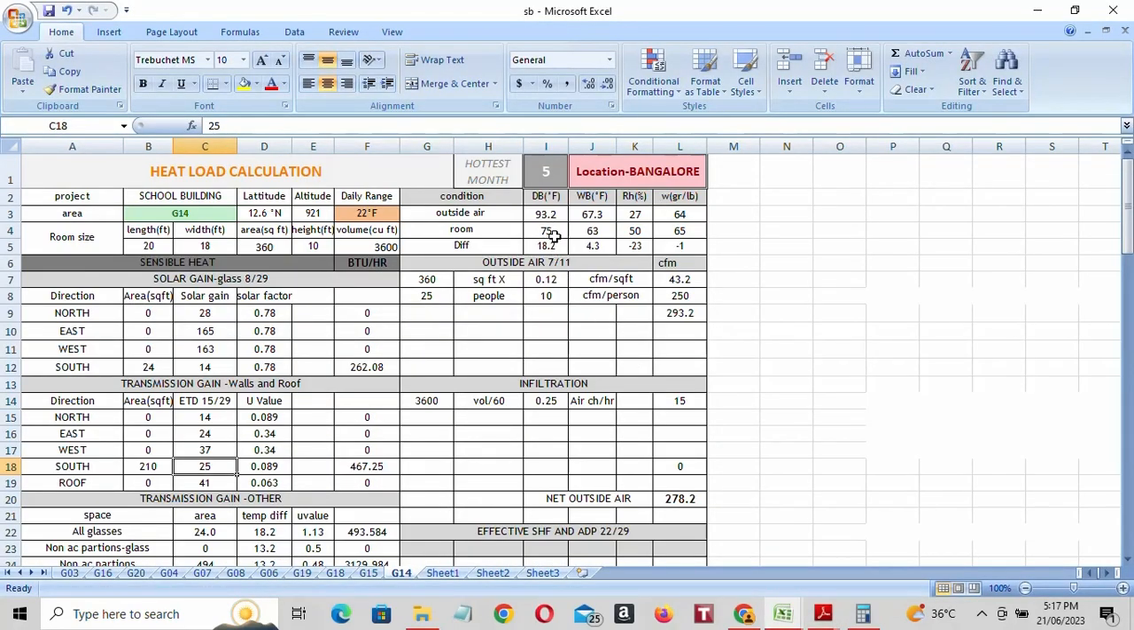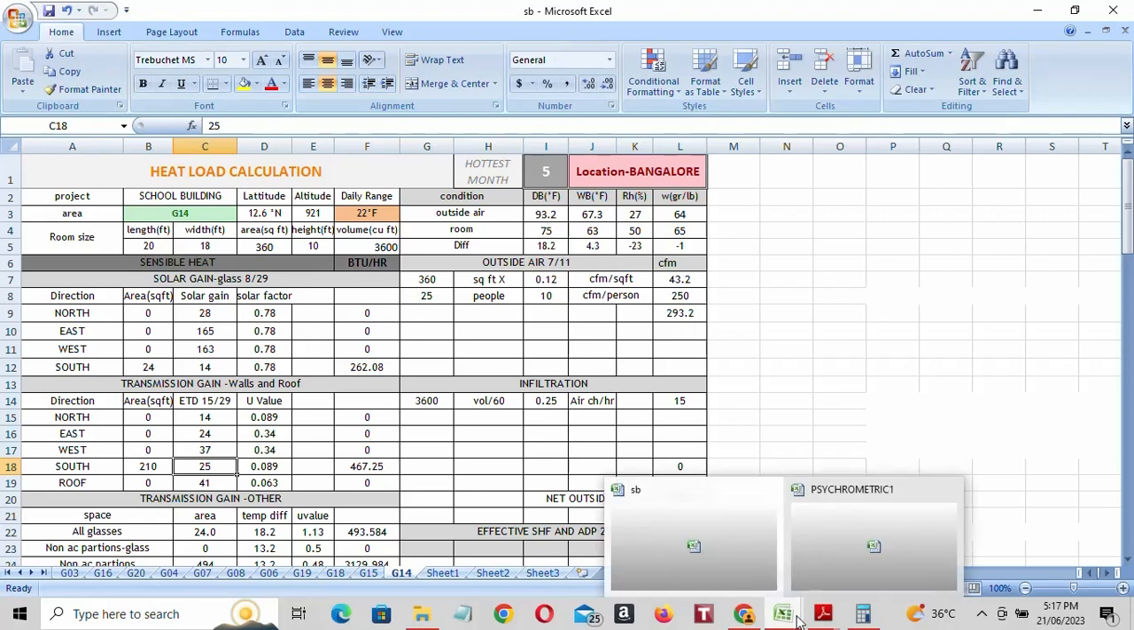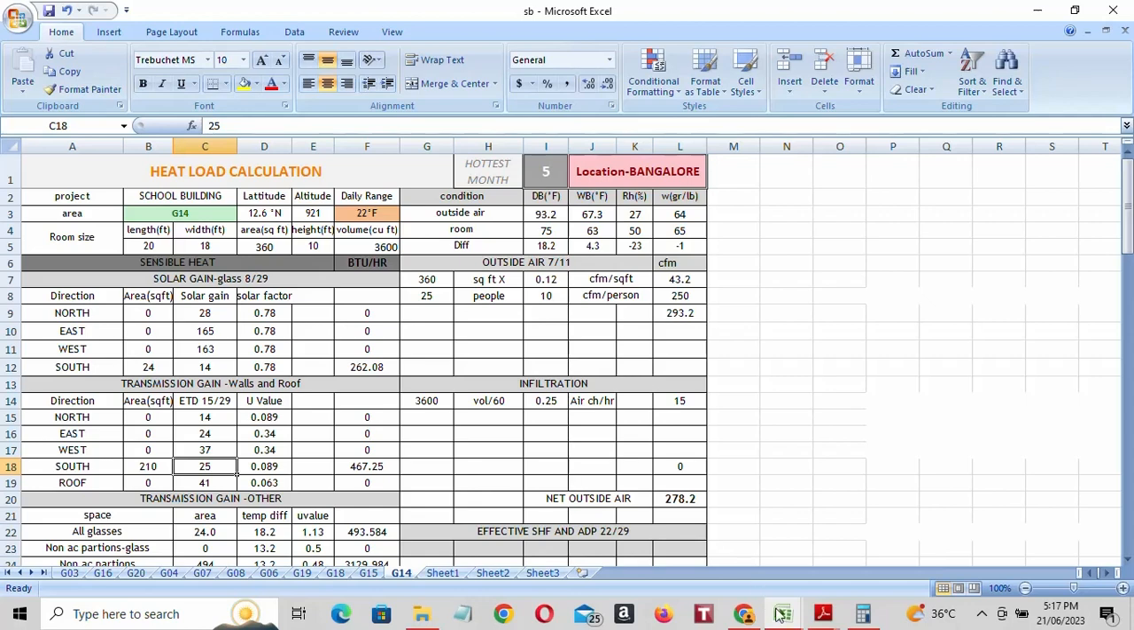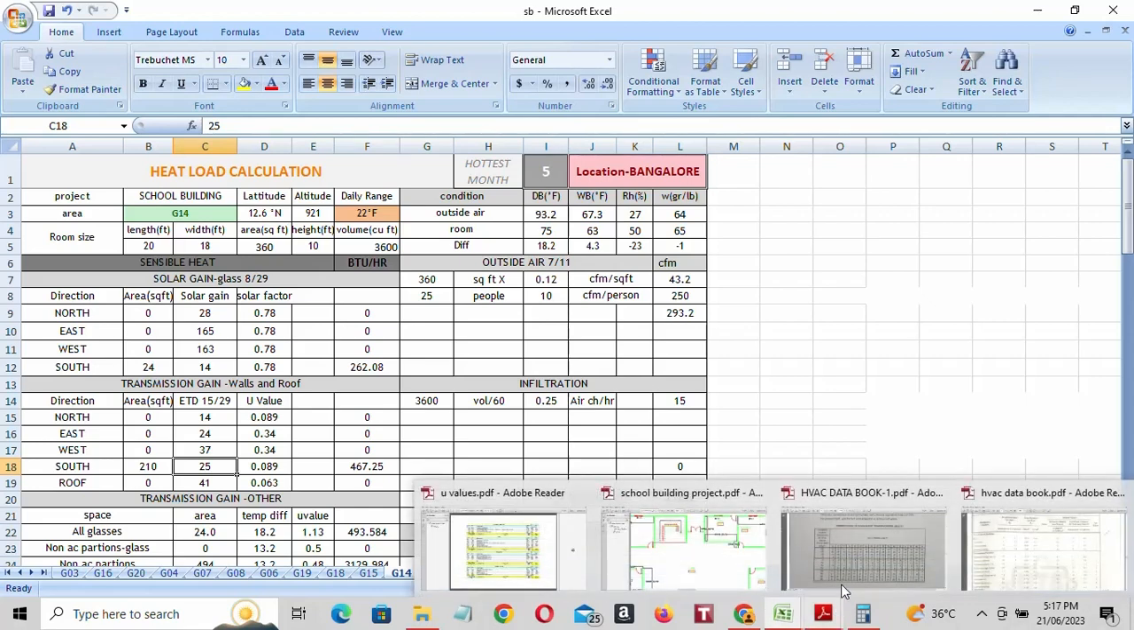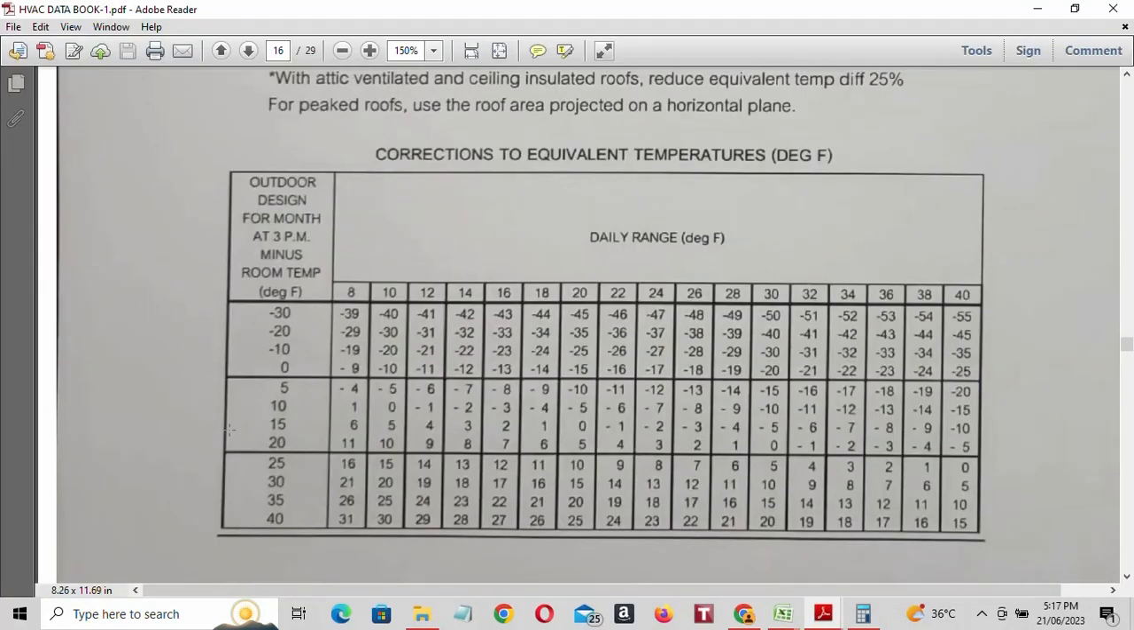See, our temperature difference outside and inside is 18.2. Here 18.2 is not there, so we have to go for the higher value, that is 20. And daily range for Bangalore is 22. For 20 we have to intersect the 22 daily range. If you intersect this value by this value, you will get 4. So correction factor is 4.